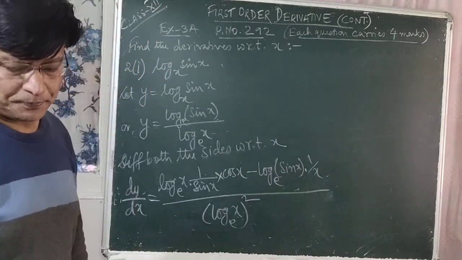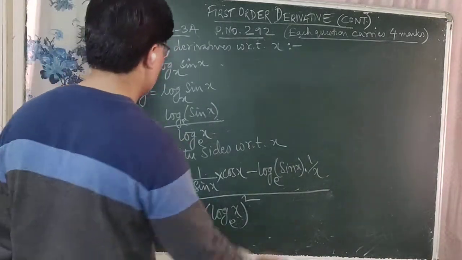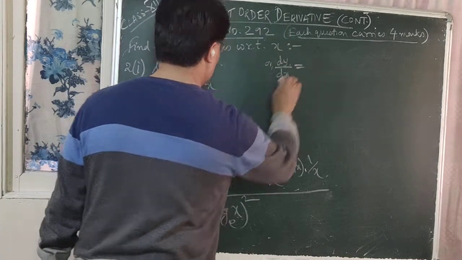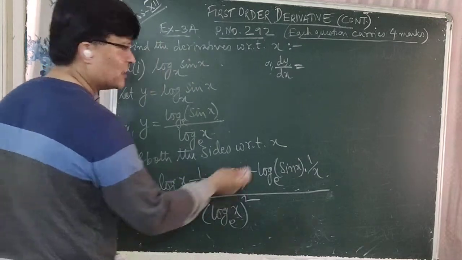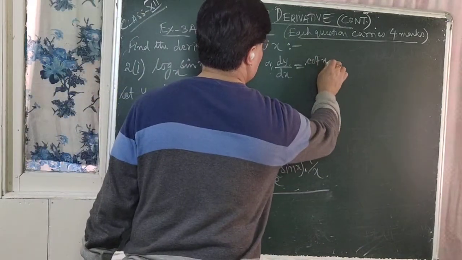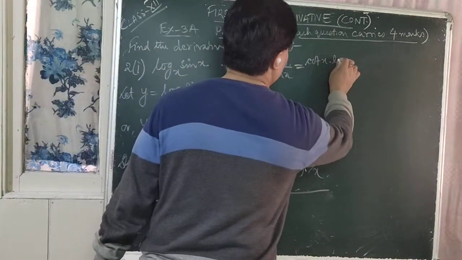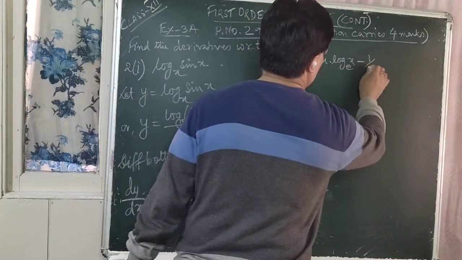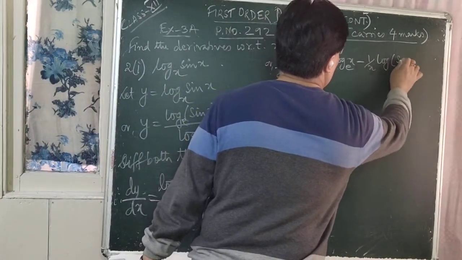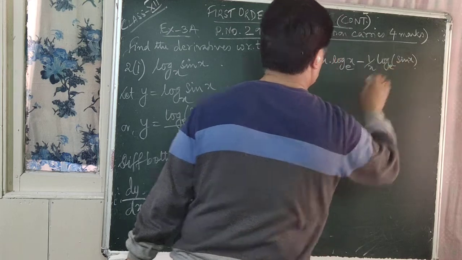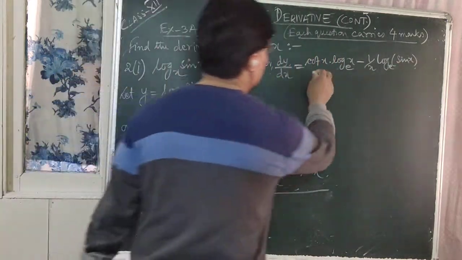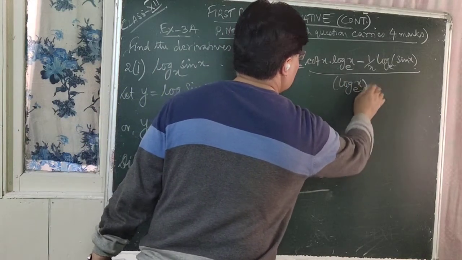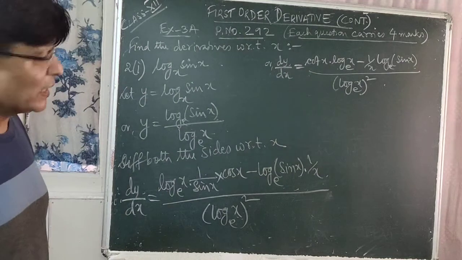So this is your u by v rule. Is it understood? Now let us simplify it. Or dy by dx is equal to, now in the numerator, you know that cos x by sin x, you can write cot x into, next you write log x base e minus, now it is 1 by x, log of sin x, the base is e, whole divided by what? It is log x base e whole square. Now it is simplified, okay?